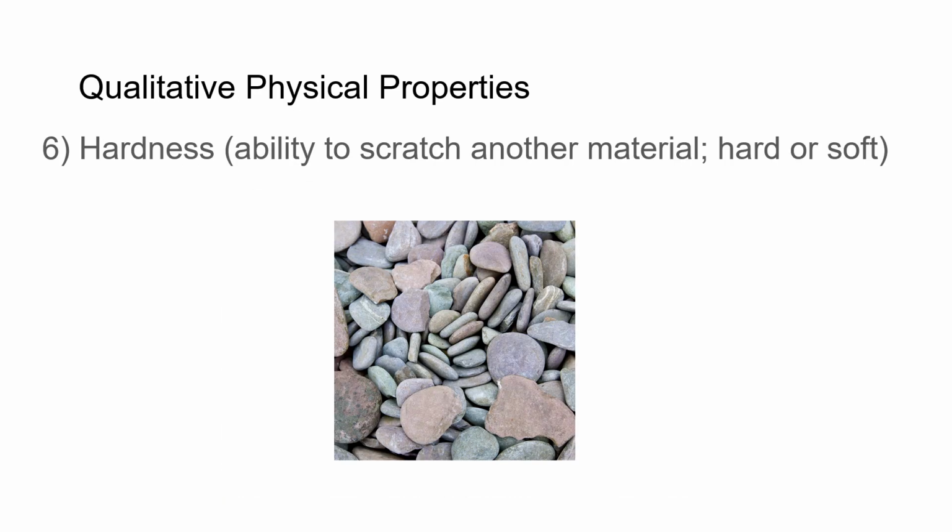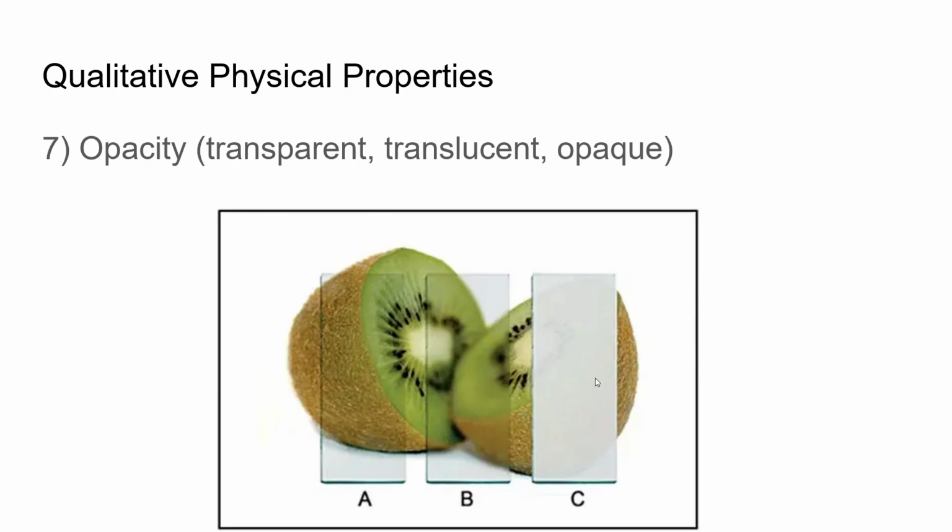Hardness, the ability to scratch another material, whether it's hard or soft. So if we compare, say, paper and rock, you'll see that there will be a variable hardness. And opacity. So as you can see, A, B, and C: A is transparent, B is translucent, and C is opaque, which means that you can't see through it whatsoever.